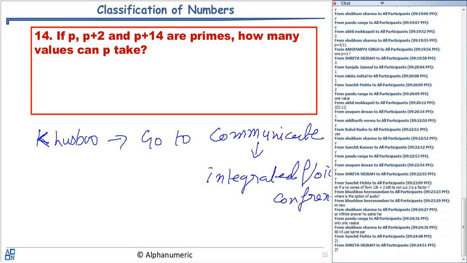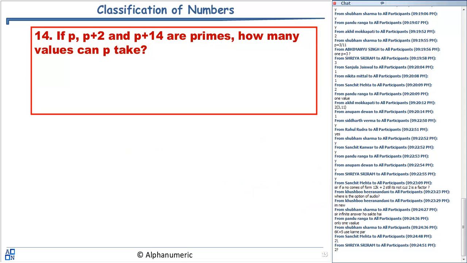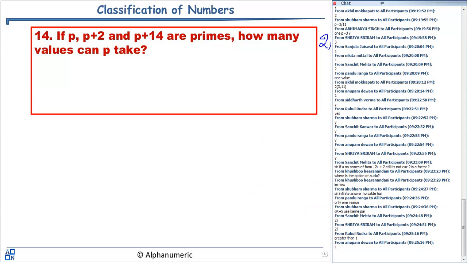Okay, now let's discuss this. First of all, try with 2 and 3. Is p equal to 2 satisfying? Let's check: 2, 4 and 16. No, none of the three numbers are prime here. Now let's try with 3. 3 plus 2 is 5 and 3 plus 14 is 17. Yes, all the three numbers are prime.